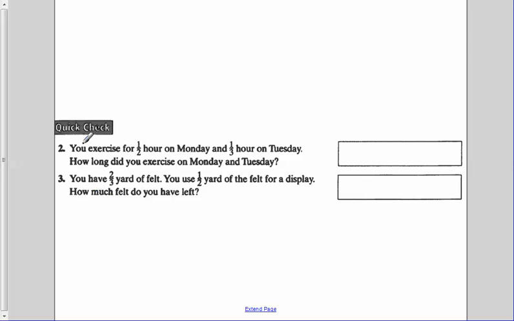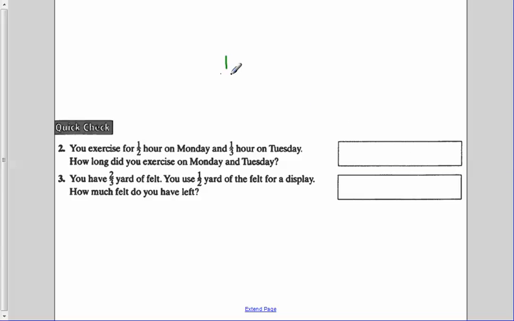Alright, checking number 2. You exercise for 1/2 hour on Monday and 1/3 of an hour on Tuesday. How long did you exercise on Monday and Tuesday? Well, this is the exact same kind of problem that we did for our very first example, but to work this out using common denominators instead of our model method, we can work that through.